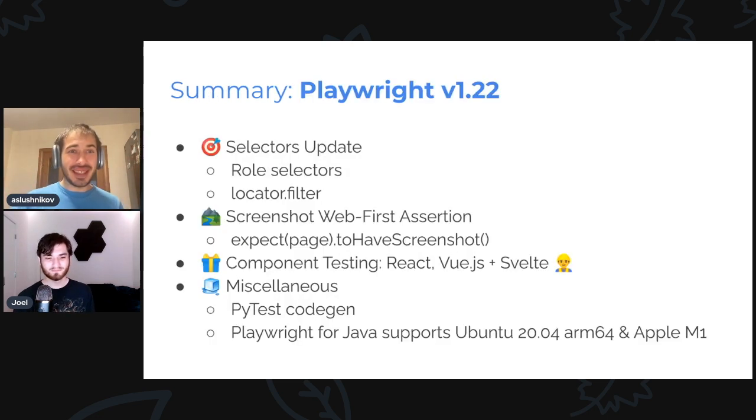So this is a summary for Playwright v1.22. We had selectors updates with awesome role selectors and locator.filter, and a new web first assertion for screenshots. We now have component testing, which is in preview, but please give it a try. And we have PyTest codegen and native support for ARM64 for Playwright for Java.